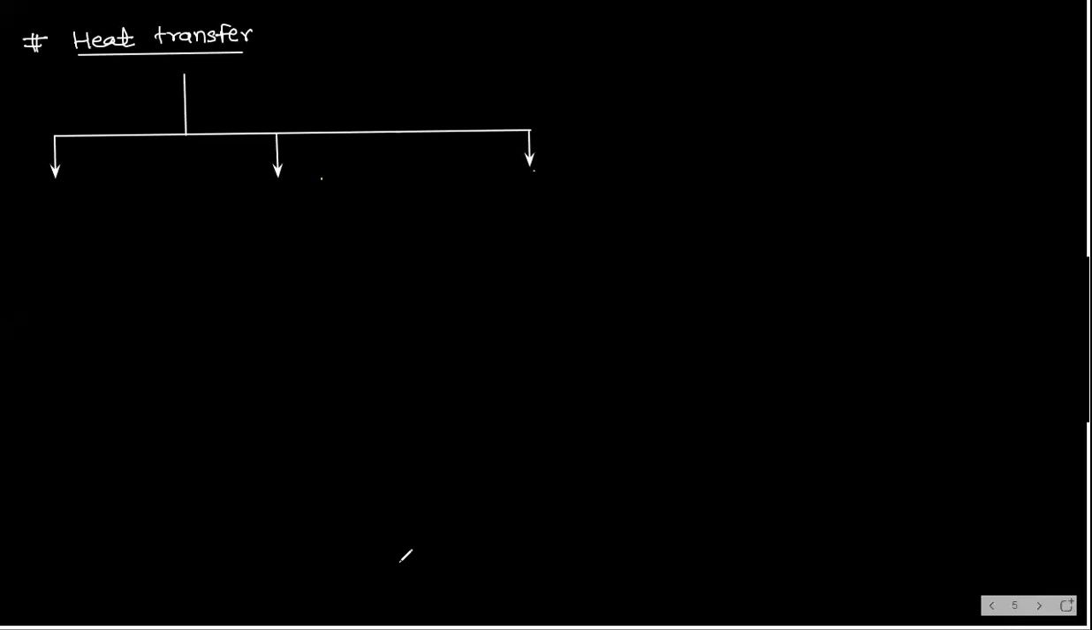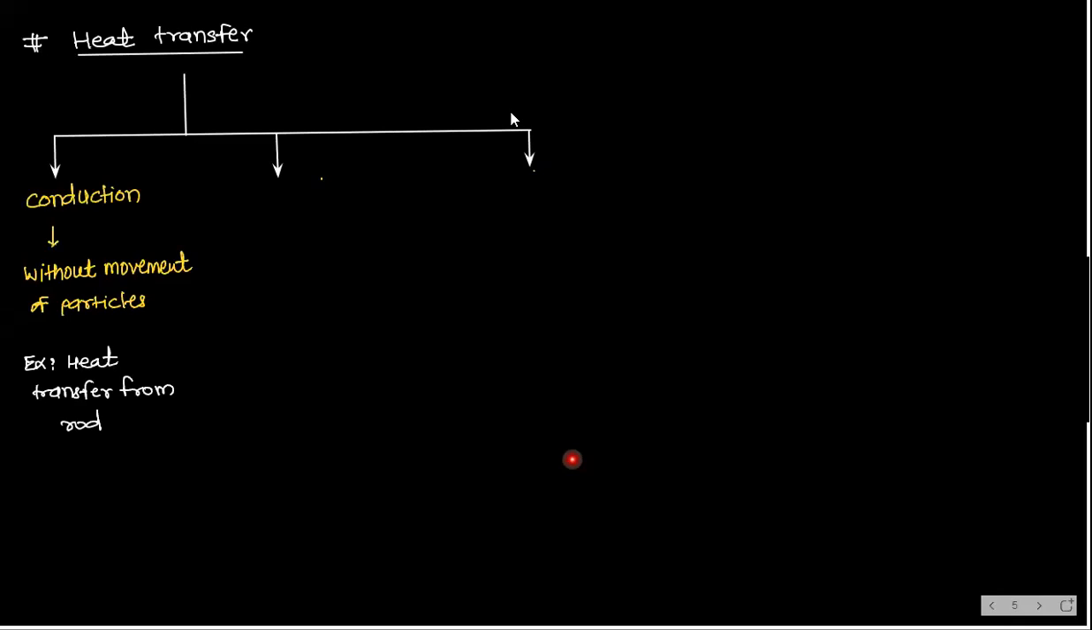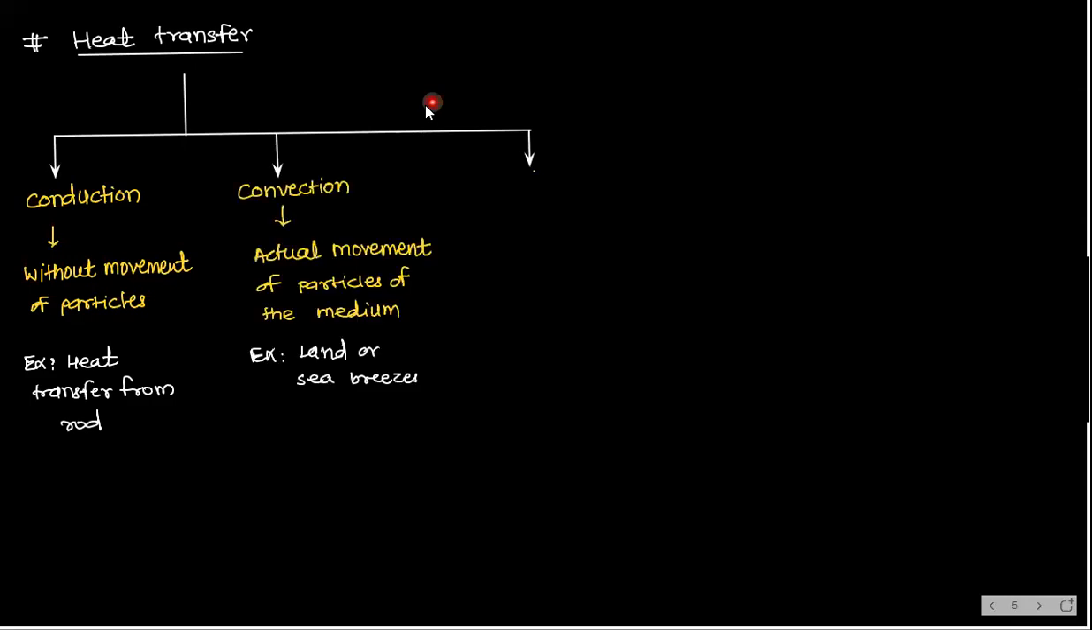So let's move ahead. Now next one, that is heat transfer. How many modes of heat transfer are there? See, first one is conduction, and this conduction takes place without movement of particles. For example, heat transfer from a rod. We will take one rod, we will keep one end on fire, and whatever transfer of heat takes place through that rod, that is nothing but conduction.